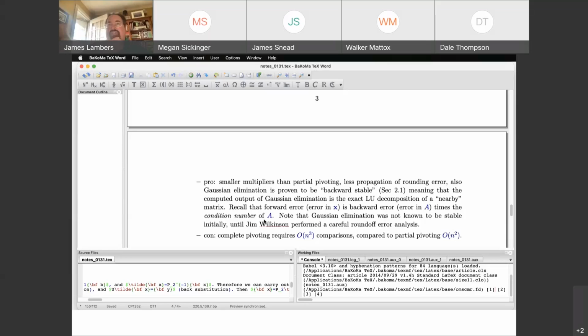Last semester we saw a general definition of condition number. Later in this chapter, I'll show you a definition of condition number specifically for a problem Ax = b.